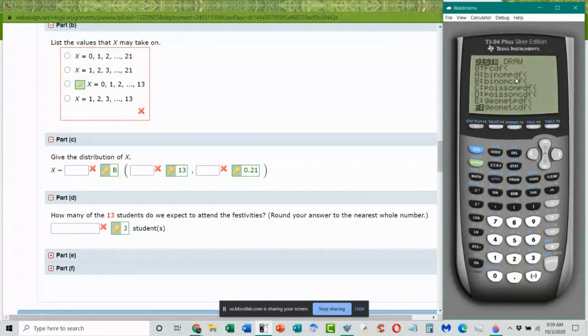The PDF stands for one thing. So if you're looking for the probability, if you flip the coin 100 times and you're wondering what's the probability of getting 47 heads, then you're going to use the PDF. If you're looking for at most, at least, less than, greater than, then you're going to use CDF. CDF stands for cumulative.